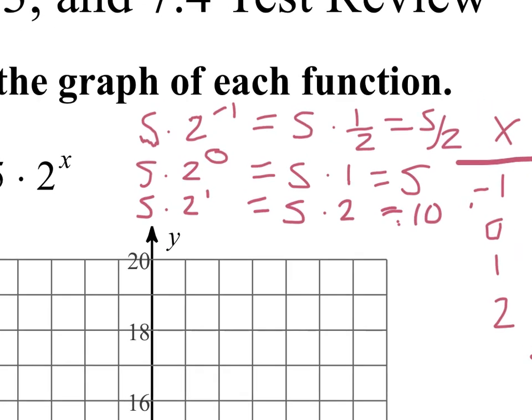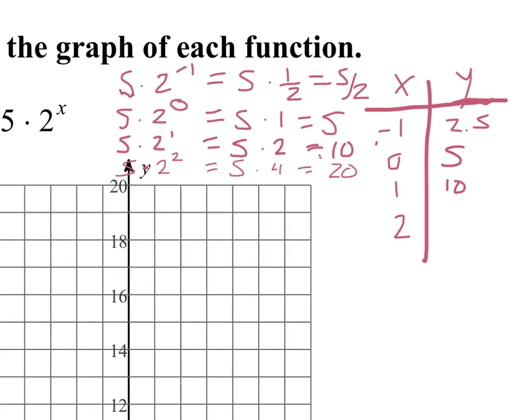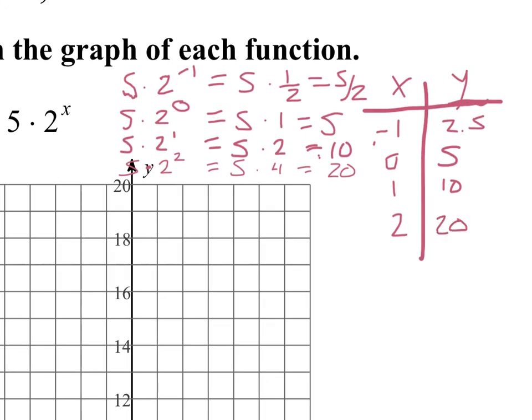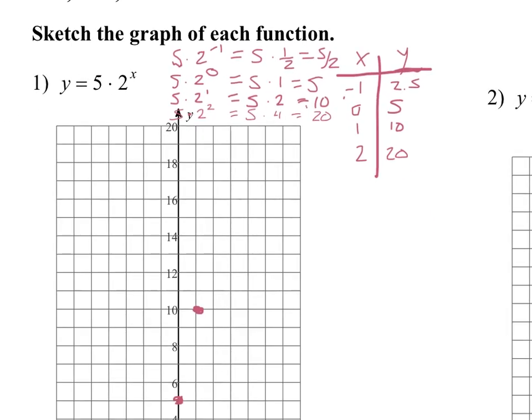And then our last point we're going to plug in is 2. So we have 5 times 2 squared. 2 squared is 4. So we have 5 times 4, which is 20. So our last point is 20. So we're going to go to the right 2 and up 20.